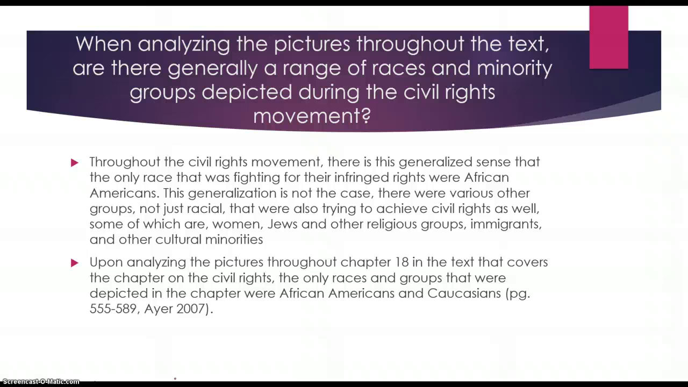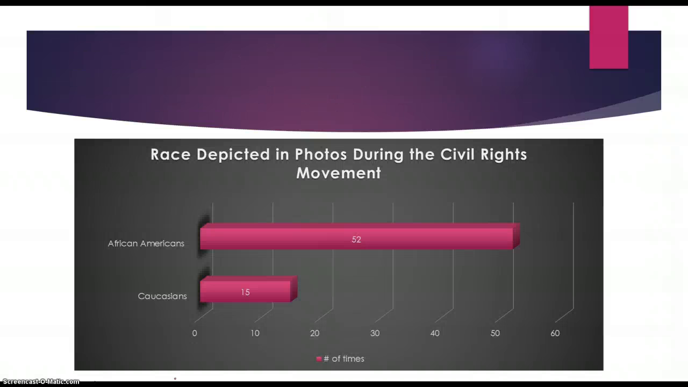Upon analyzing the pictures throughout Chapter 18 in the text, which covers civil rights, the only races and groups that were addressed and depicted in the chapter were African Americans and Caucasians. This is the chart that I came up with that shows the race depicted in the photos during the Civil Rights Movement. When looking at the chart, you can see that African Americans were shown throughout the chapter 52 times, and Caucasians were depicted only 15 times.